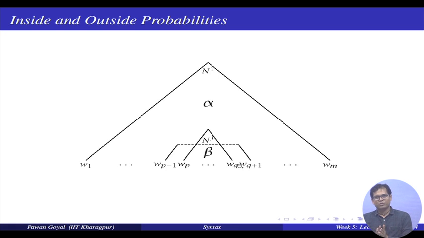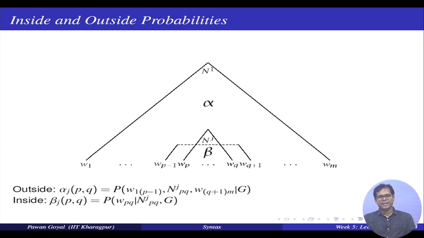So, now with respect to that, I am defining my inside probability and my outside probability. As such you can guess this is something outside of that and this is something inside of that. So, how do I define my inside and outside probabilities? The outside probability is that, starting from N1, I can derive the sequence W1 to Wp minus 1, I can derive this non-terminal Nj and the sequence Wq plus 1 to Wm. This is my outside probability. And the inside probability is, given this Nj, the probability that I can derive Wp to Wq as per my grammar. Okay. And it will then follow the same sort of idea that if I multiply inside and outside probability, that will give me the probability of the sentence parameterized by this particular jth non-terminal.